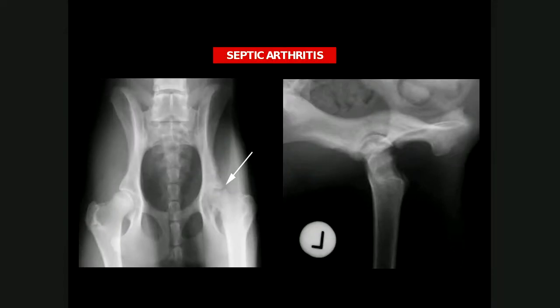In this case, the diagnosis was septic arthritis, which is quite uncommon. If you look carefully, there is subchondral lysis of the femur head, as well as some reactive new bone along the lateral ileal shaft.